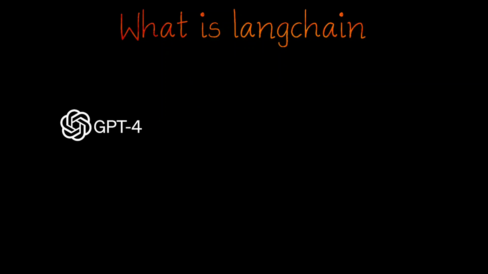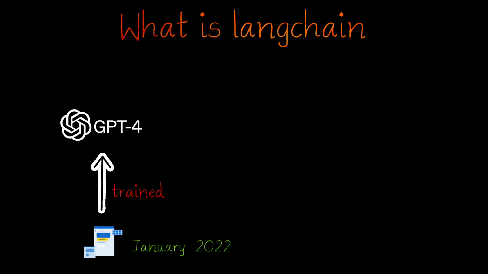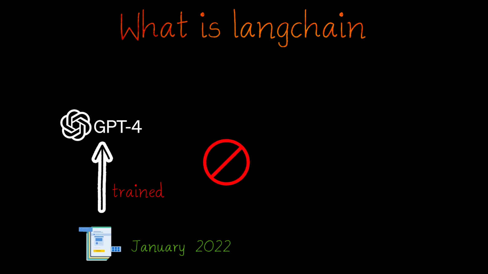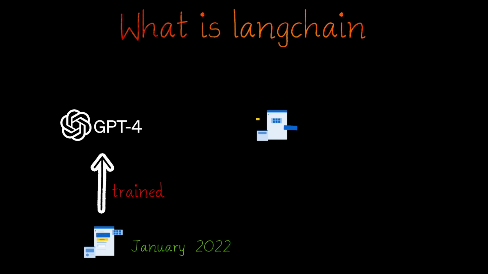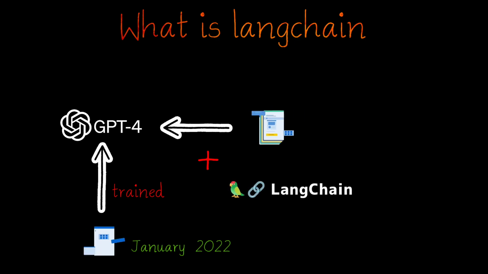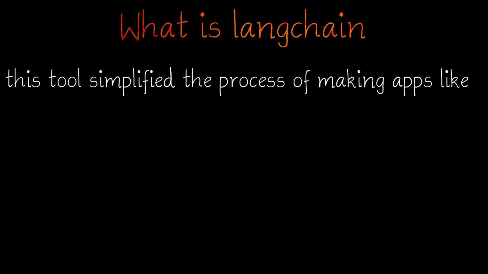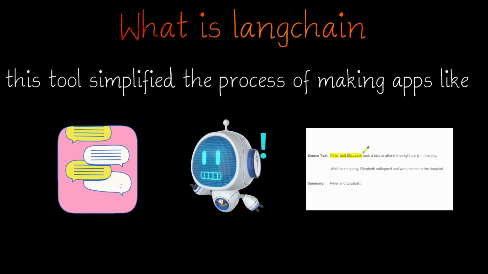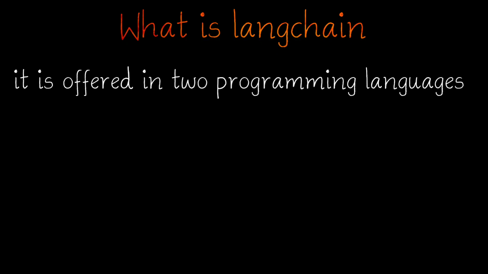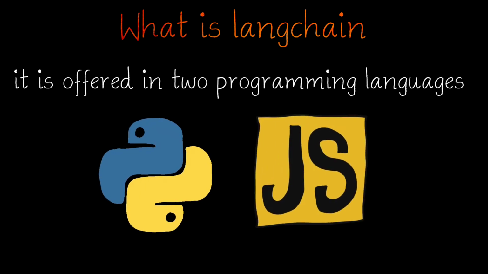Next, as the GPT model has been trained on data until January 2022, which becomes a limitation as we are already in 2024. So, for training new data with these powerful LLM models, we make use of Langchain. This tool simplifies the process of making applications like chatbots, virtual agents, summarizations and many more. It is offered in two programming languages, that is Python and JavaScript.